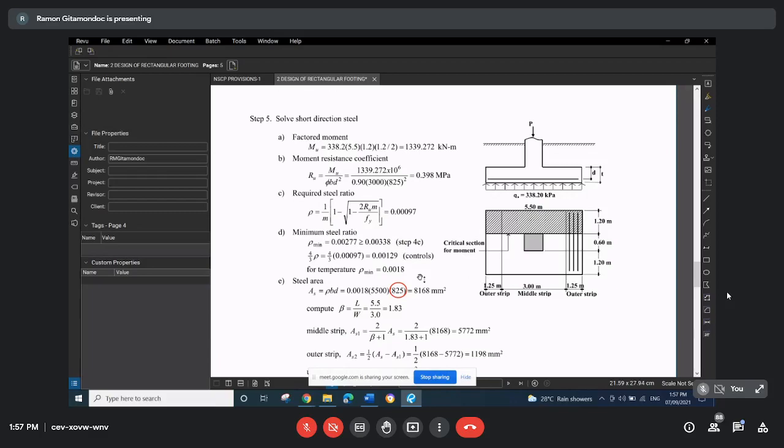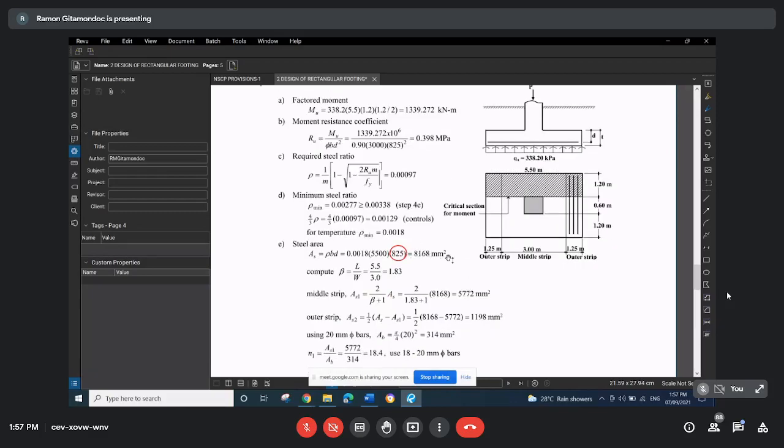And how are we going to distribute this amount of reinforcement? We distribute it according to this proportion. The area to be supplied in the middle strip will be 2 over beta plus 1 times the total area required in that direction, where beta is the aspect ratio, the ratio of the long side to the short side of the footing. So 5.5 over 3 gives us 1.83. Substitute here. Then this is the portion of the area to be supplied in the middle strip. The remaining portion is the total area minus the area in the middle strip, divided by 2. And for each of the outer strips, we supply 1198.